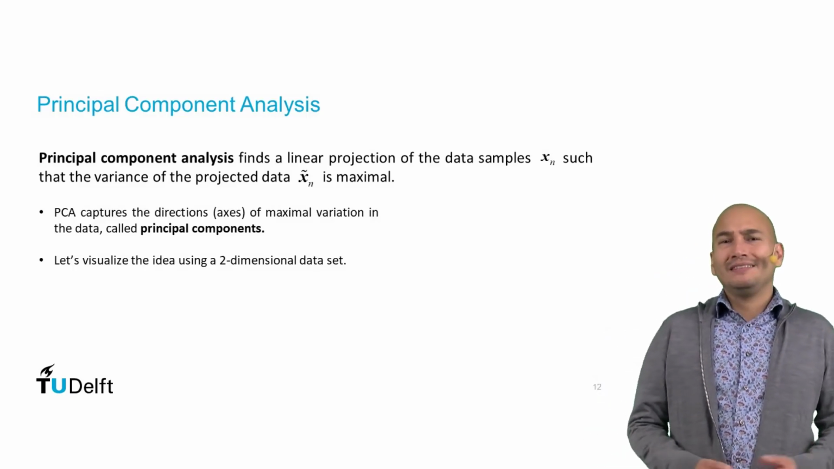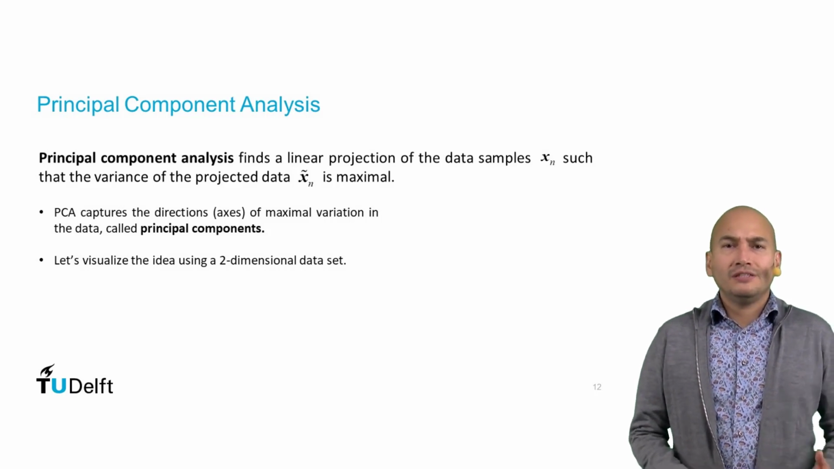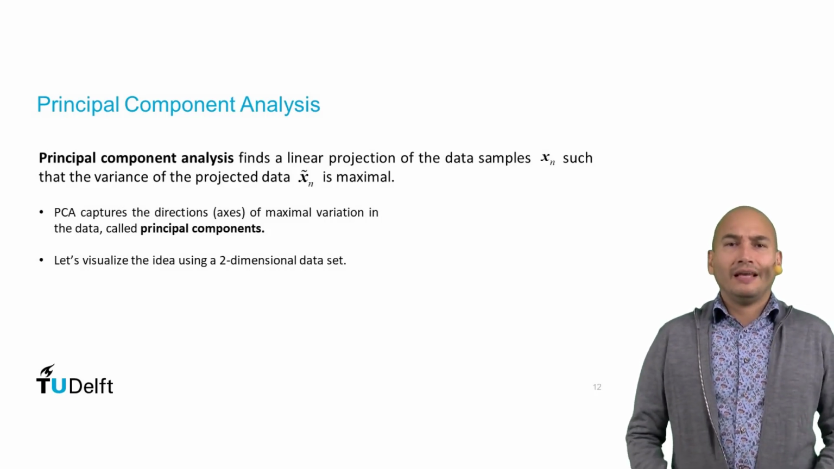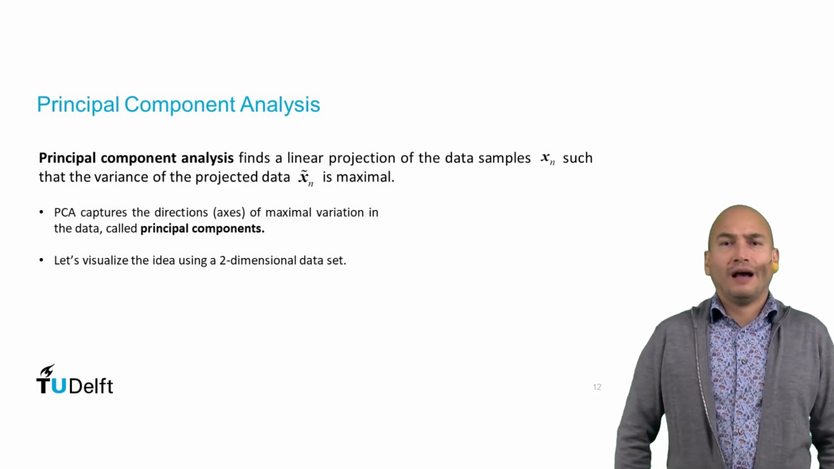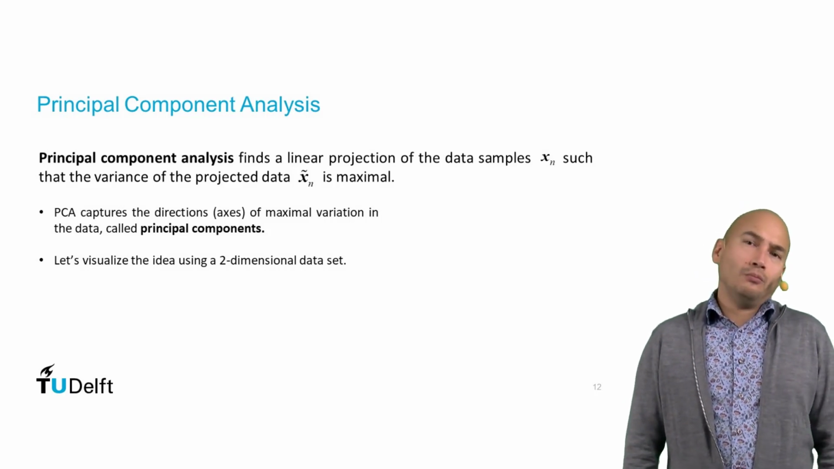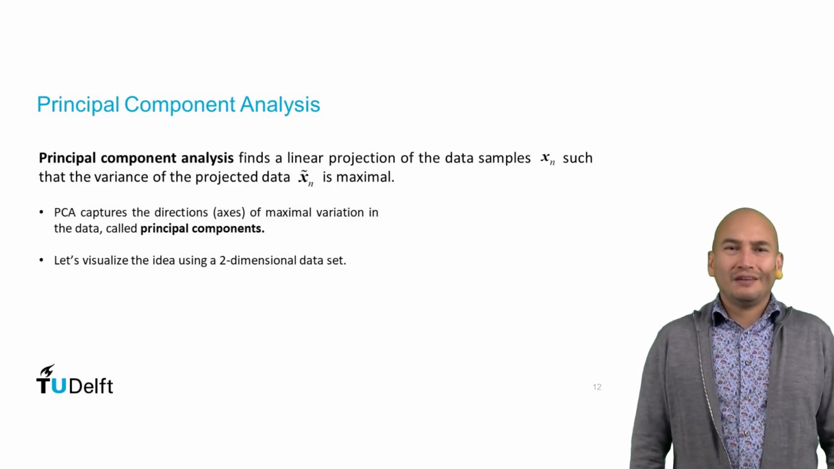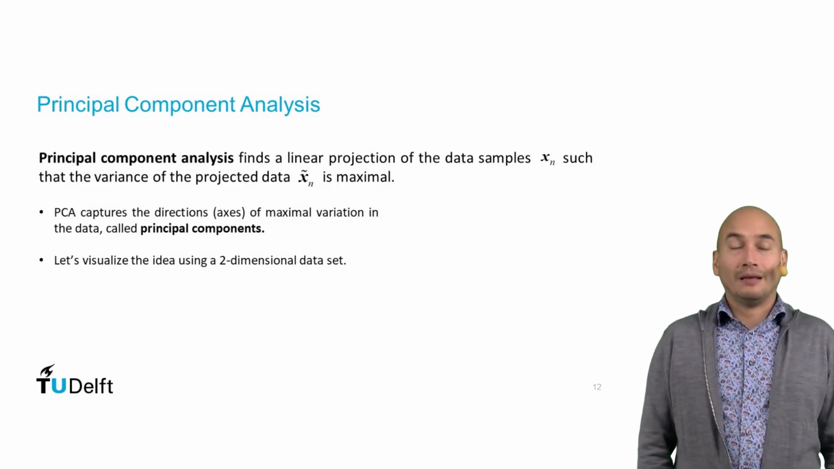Principal component analysis finds a linear projection of the input data samples such that the variance of the projected data is maximal. In other words, PCA captures the direction of axis of maximal variation in the data, called the principal components. Let's visualize this definition by using a 2-dimensional data set as an example.